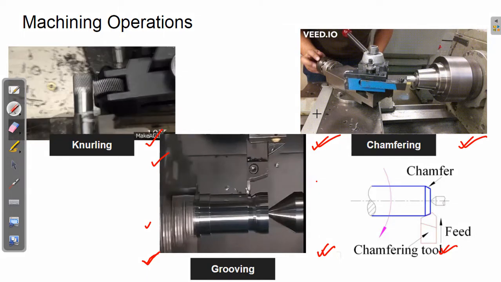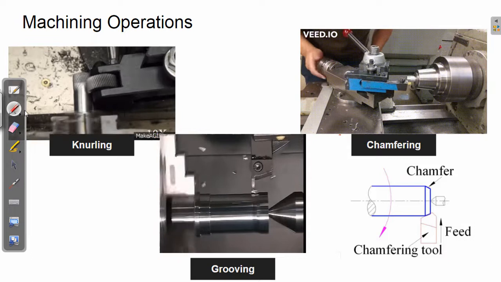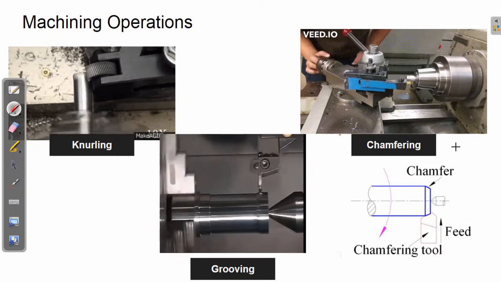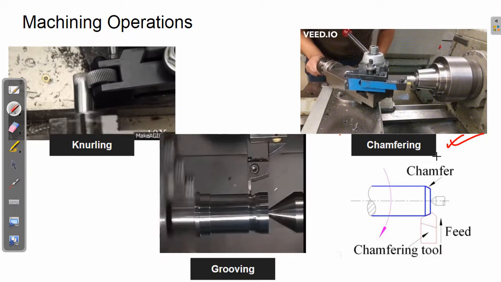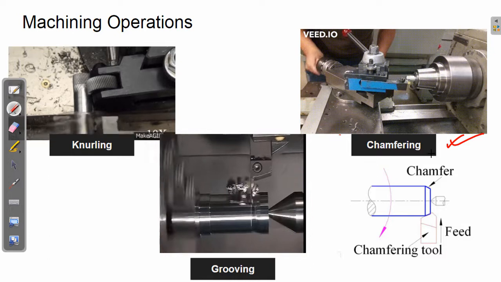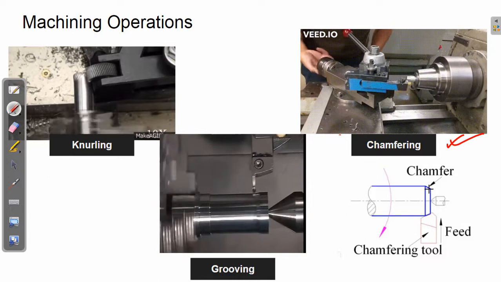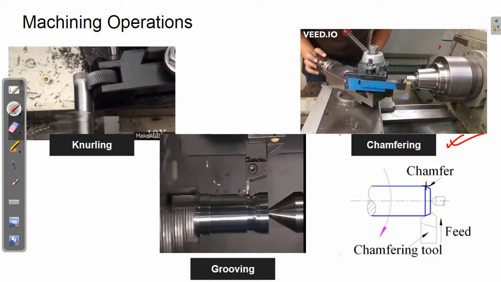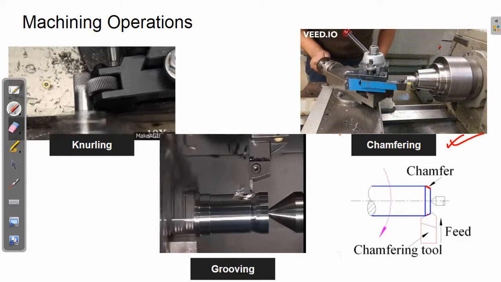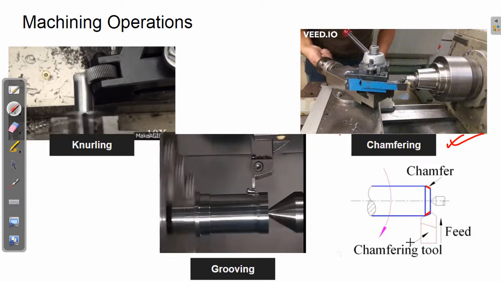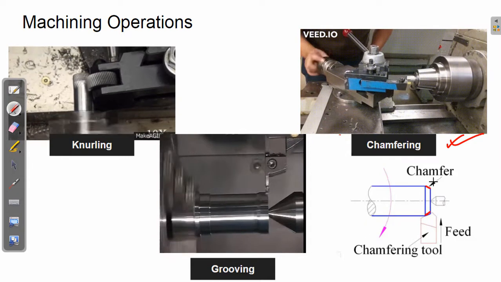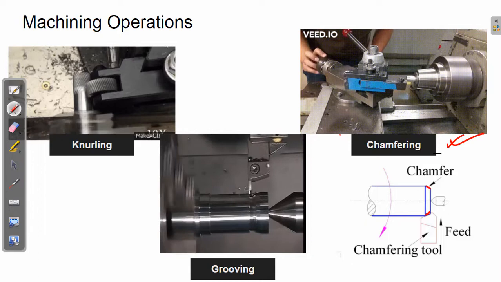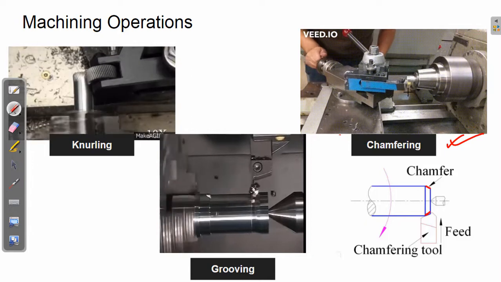Now see in this picture, the next one, which is the chamfering operation. The chamfering operation is basically to avoid sharp edges. Generally, along the circumference, a small angular deviation is created. This operation is called the chamfering operation, and you can see it can also be done on a lathe.